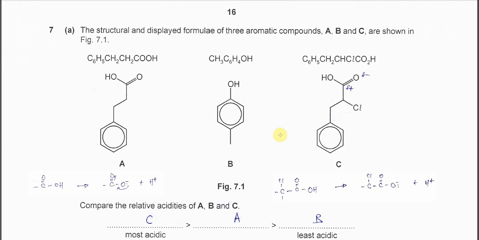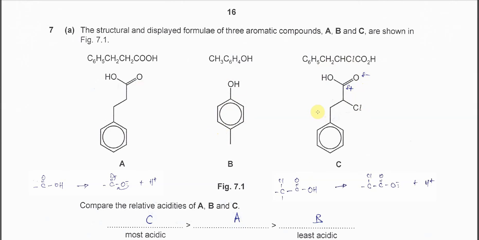Question 7a. There are three aromatic compounds A, B, C. Compound A has the carboxylic acid or carboxyl group. B has phenol. C has carboxylic acid with one chlorine.